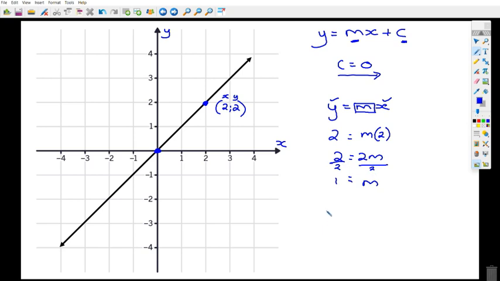Alright, so now what is my equation? y is equal to x, right? Because m is 1, c is 0. So you still get the same answer, but there's 2 ways that you could do that. I hope that makes sense, guys.